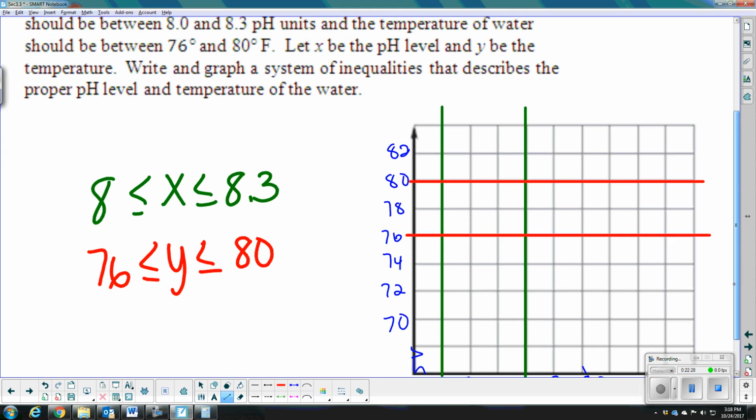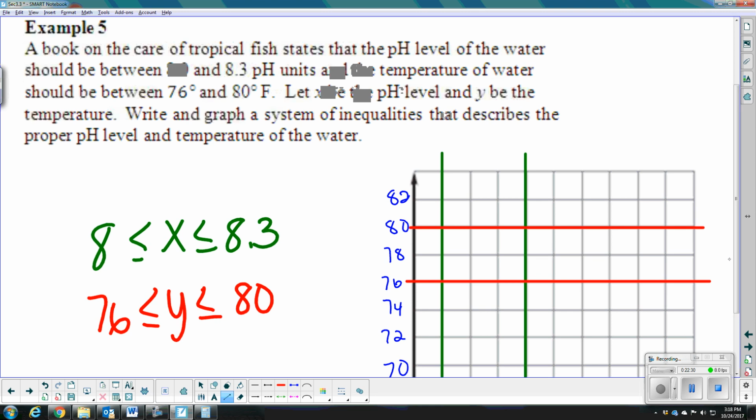All right, so the first step of this is to write your inequalities. It says that x is the pH level and y is the temperature. So with this information, you can write inequalities where x has to be between 8 and 8.3. So that's a compound inequality. x is greater than or equal to 8 and less than or equal to 8.3. y has to be between 76 and 80 degrees. So y is greater than or equal to 76 and less than or equal to 80.